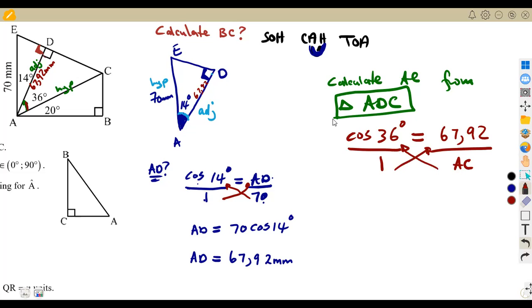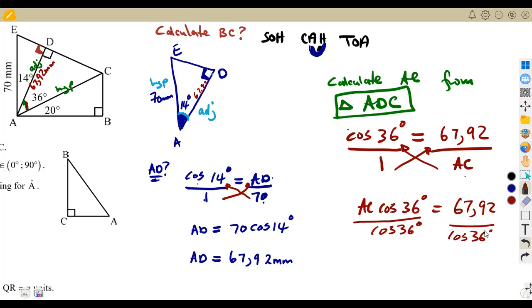Whatever way that you want, but I always multiply in a way that I see the unknown on the right hand side. It's no matter the way. So if you want, you can just multiply it directly like this: AC times cos of 36 degrees is equal to 67,92. How do I find AC? I divide by the cos of 36 on both sides. So this will cancel and I remain with AC.